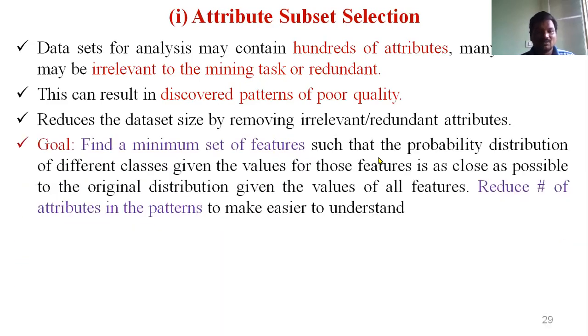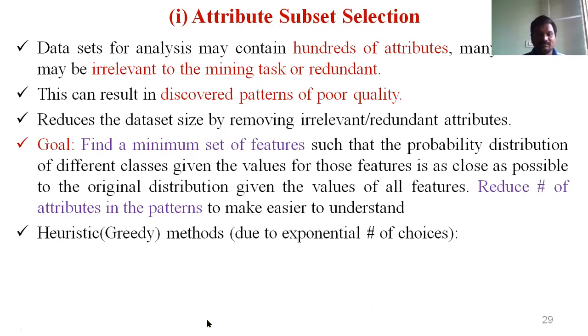What is the goal in this case? Finding the minimum set of features, and reducing the number of attributes in a pattern to make it easy to understand. The main intention of the attribute subset selection method is reducing the number of attributes for the pattern.